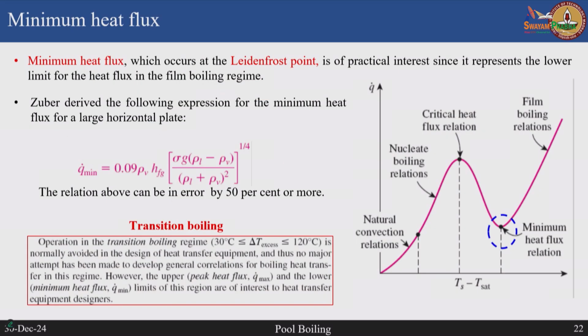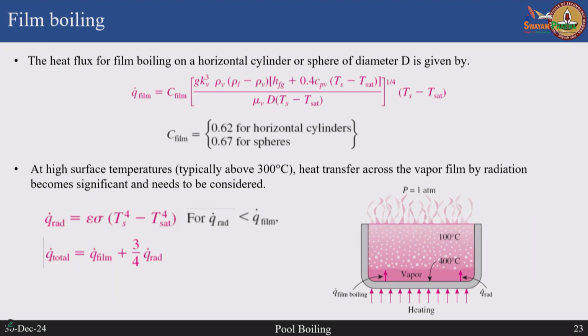Okay. And later of course people wanted to also look at what is the correlation for predicting the minimum heat flux, which is called the Leidenfrost point. So, a person called Zuber was able to successfully derive the expression for that as well, and that is also correlated as a function of all the fluid properties.